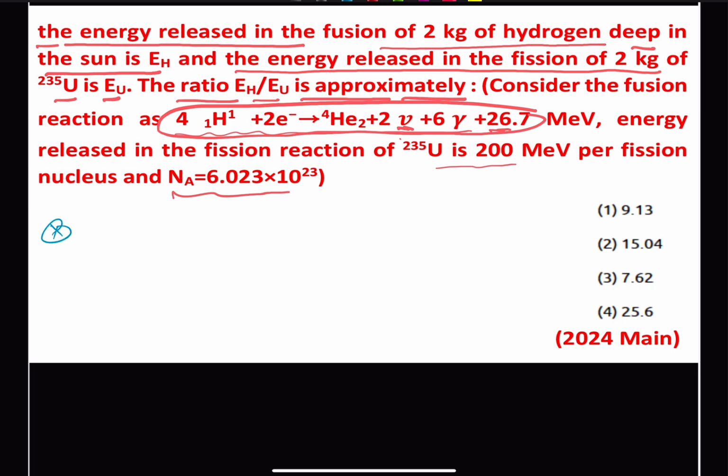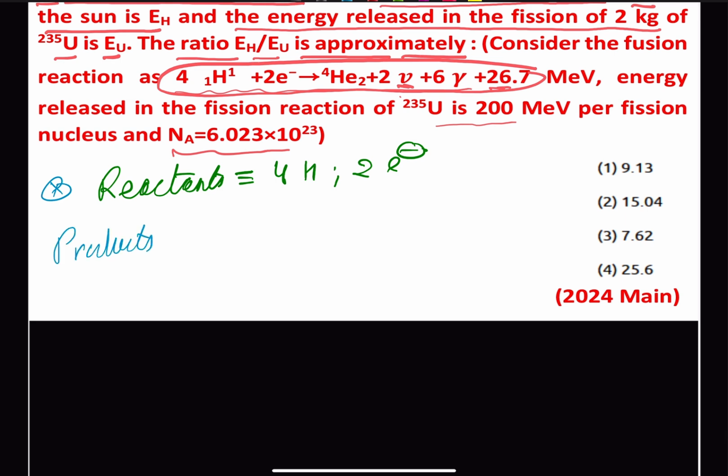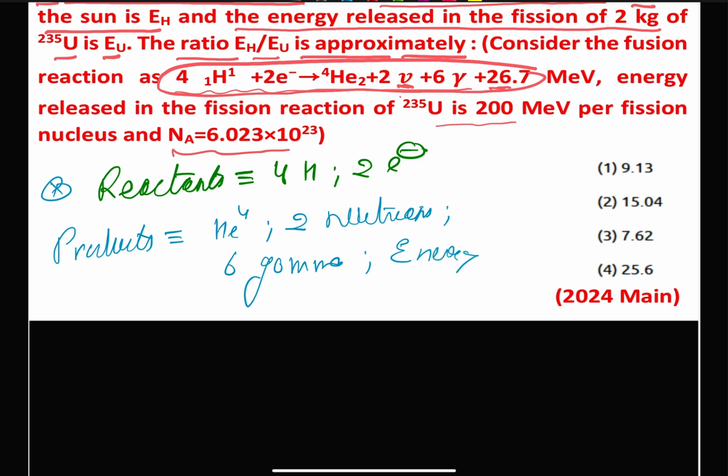So we can say our reactants will be 4 hydrogen and 2 electrons, and our products will be 1 helium, and we have 2 neutrinos and we have 6 gamma and energy, and the value of energy is 26.7 mega electron volt.